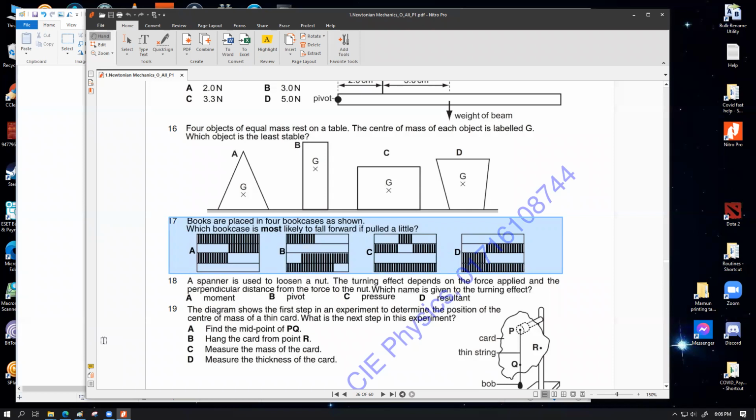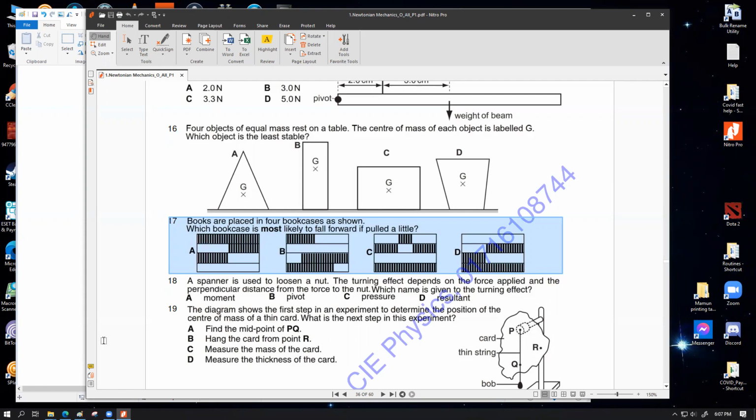Well, obviously we're going to look for the one that has the highest mass distribution on the upper side and the least on the lower side. So if you have a good look over A, the correct response should be A, because A has a big number of books on the upper side, so the COG height would be highest. B and C are somewhere in the middle. Among all of these four orientations, D should be the most stable structure.